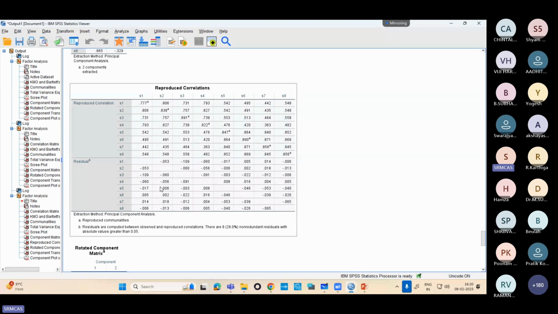Here, as we saw previously, we have 8 correlations where the difference between the two correlations is more than 0.05. That accounts for 28% of the data, which is less than 50%. So then we can say that the model is fit.